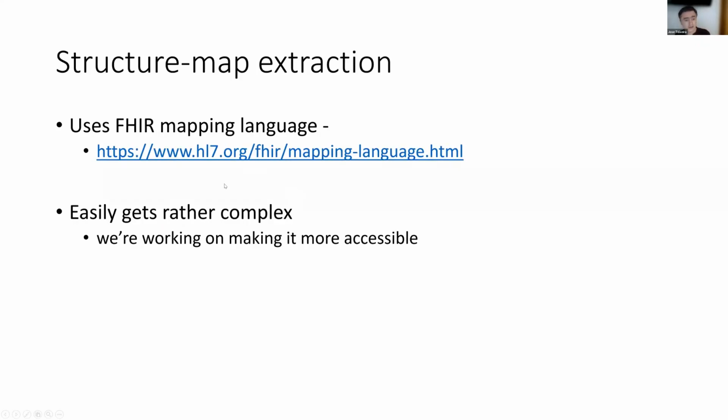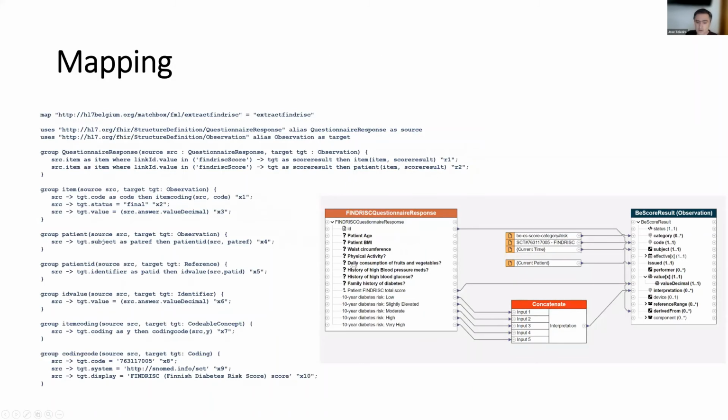So structure map extraction is the one that we are using in the current implementations. So we are using the definition based and the structure map. The one that I'm focusing on more now is the structure map. It uses yet another part of the FHIR standard, which is the FHIR mapping language, and it can very easily get really complex. We are still working on making it much more accessible, but let me just show you one example. If my computer responds. Yeah. So this is just one example that I had at hand. I just found this one.